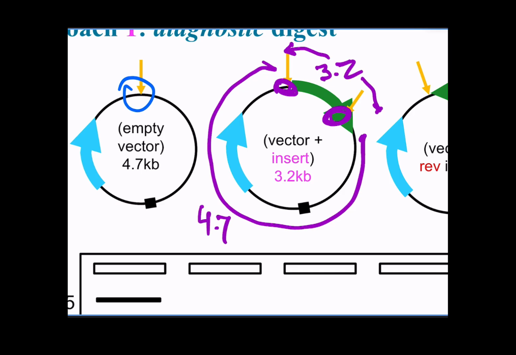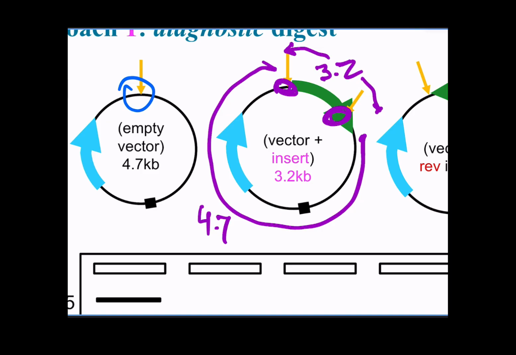Do you see that? When we cut the vector open, we haven't really chewed away any of its sequence. We've just cut it open. And then we inserted something that was 3.2 into it. The size of the whole thing is not listed here, but the size of the whole thing will be 4.7 plus 3.2 for a total of 7.9. That's the whole thing, vector plus insert.